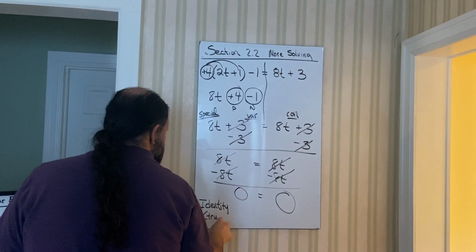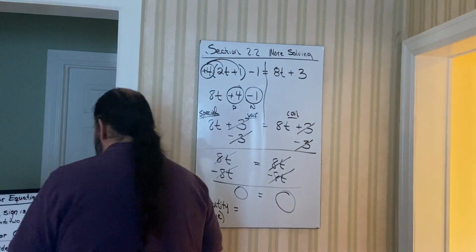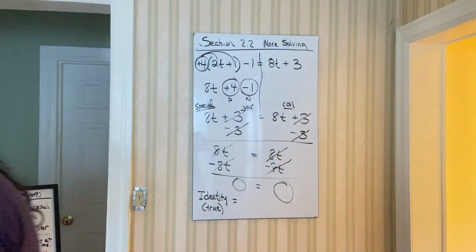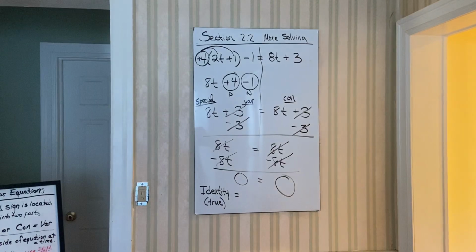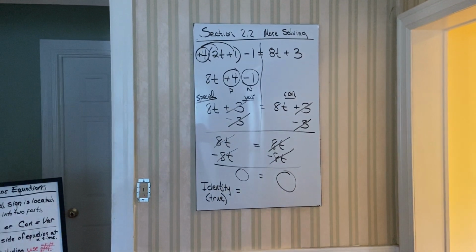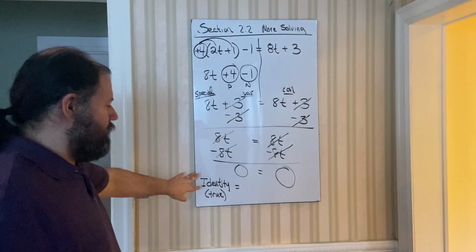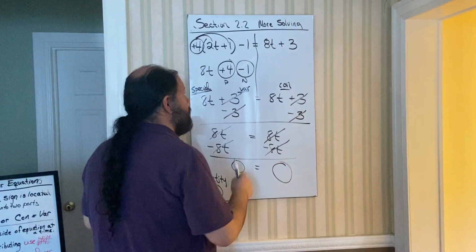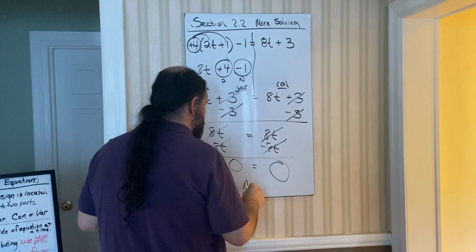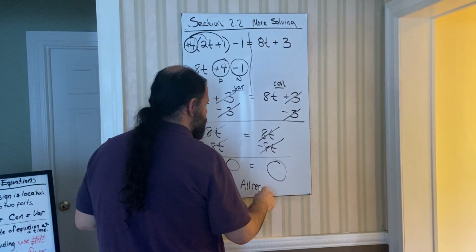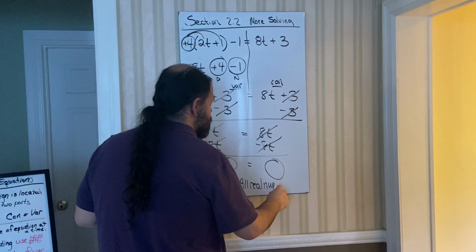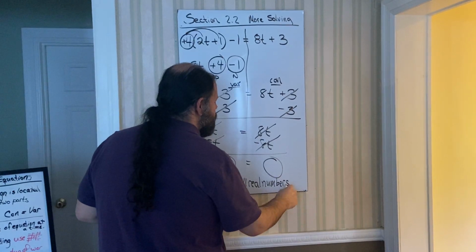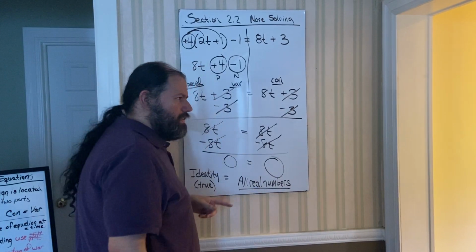An identity is when you have a mirror image. The left-hand side is exactly the same as the right-hand side. When you have an identity, then we don't say our answer is identity or true. But for us, we will say that this is all real numbers as your solution. What does that mean?